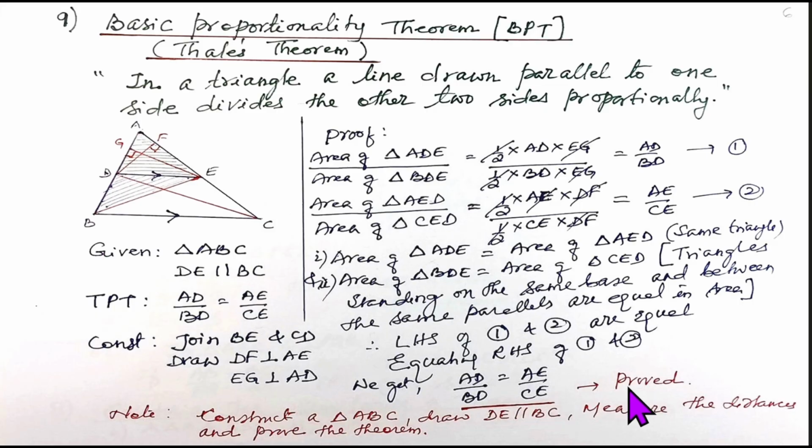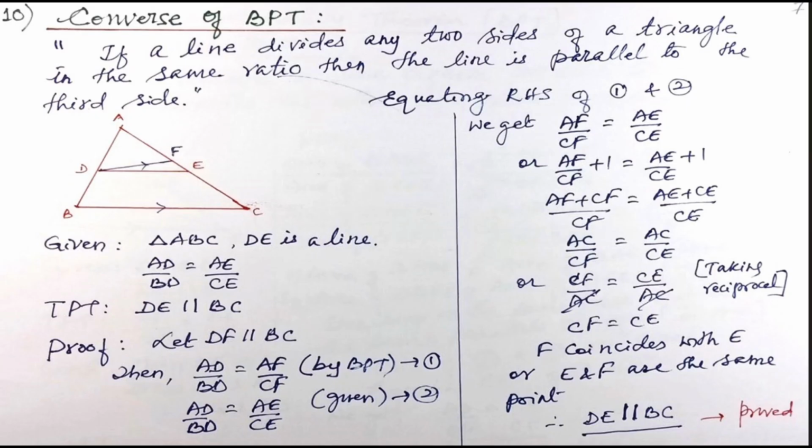But you can do one thing: you construct a triangle ABC yourself, draw DE parallel to BC, measure the sides AD and BD, AE and CE, take the ratios and find out whether this particular theorem is true or not. Okay, verify it. Now coming to the next very important statement, and that is called the converse of BPT.